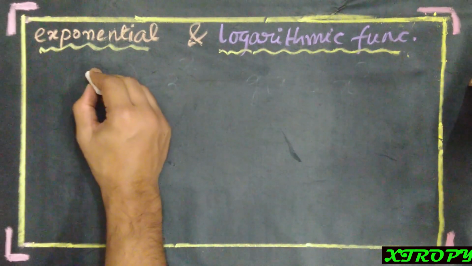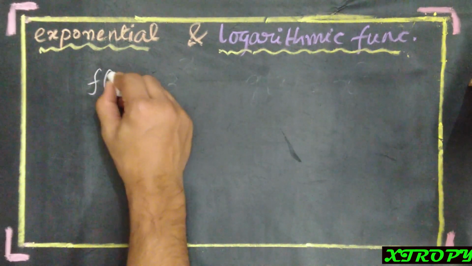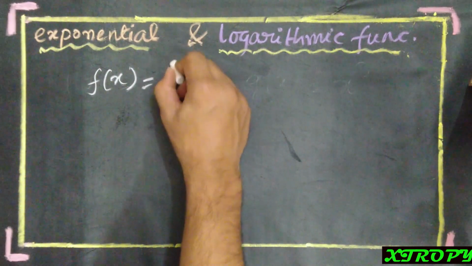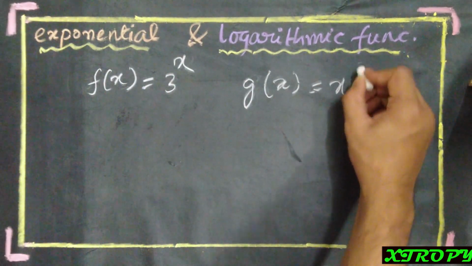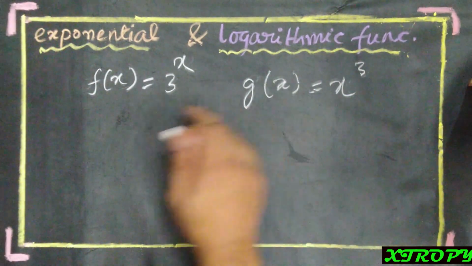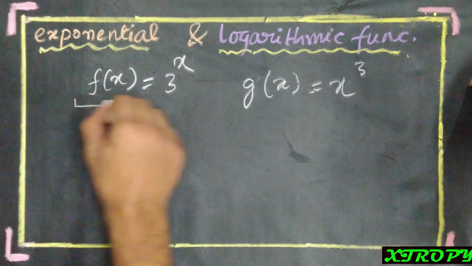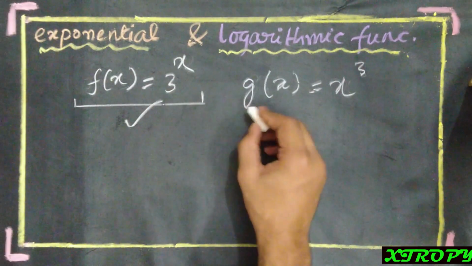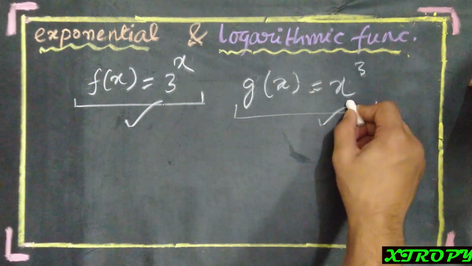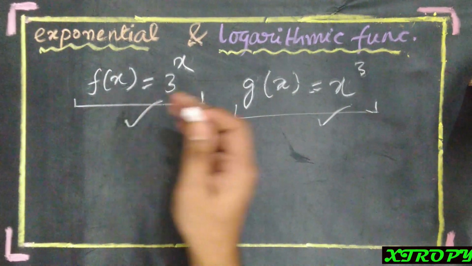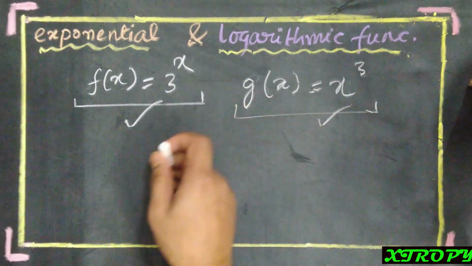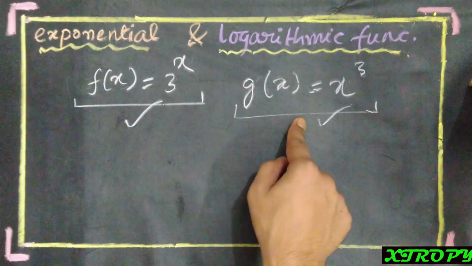For example, there are two functions f(x) equals 3 to the power x and g(x) equals x cube. So what is the difference between these two? This is an exponential function and this is a polynomial function. There is a big difference between exponential function and polynomial function. The function g(x) equals x cube is a polynomial function.